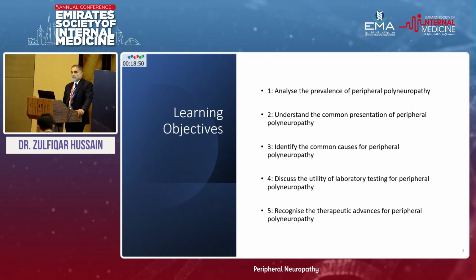What are the learning objectives? You can see there, I'm going to discuss the prevalence of neuropathy, common presentations, and identify the common causes for peripheral neuropathy, discuss the utility of laboratory testing for neuropathy, and recognize the therapeutic options, mostly symptomatic.